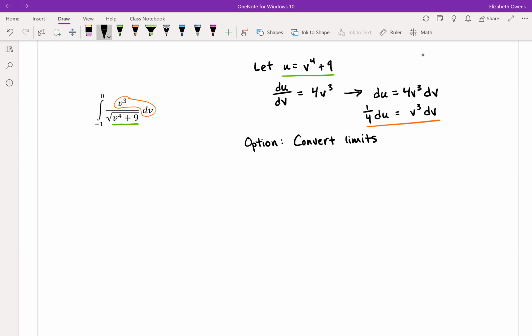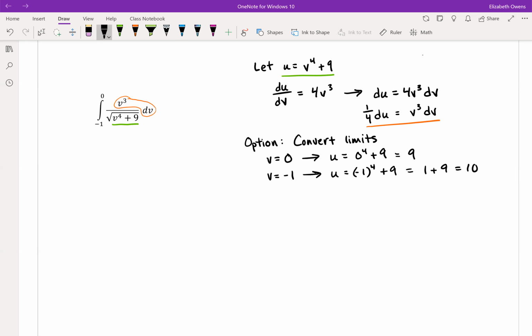Okay, so our upper limit of integration was v equals 0. And so u is going to be 0 to the fourth plus 9. We are literally just using our substitution equation right there. And so u is going to be 9 for the upper limit. And then for the lower limit, v equals -1, u is going to be (-1) to the fourth plus 9, and so that's going to be 10.